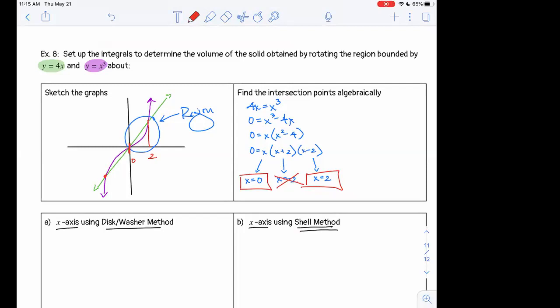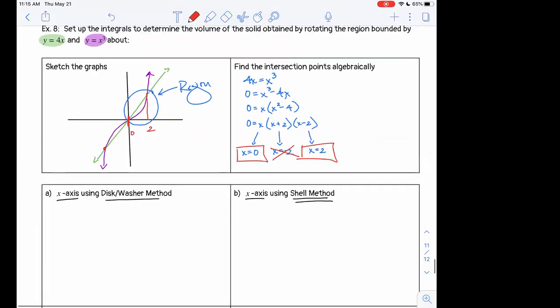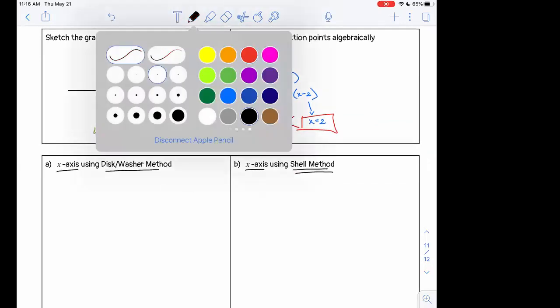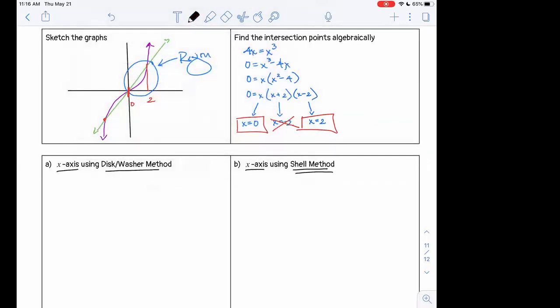Okay. So now let's think about how we can draw these diagrams if we revolve our region about the x-axis. So let's start with parts A and B, okay? I'm going to go ahead and just draw the first quadrant and the fourth quadrant.